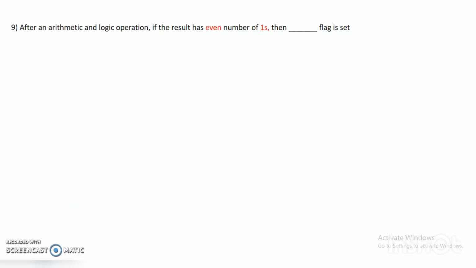Bit number 9. After arithmetic and logical operations, if the result is having an even number of ones, dash flag is set. So the answer will be parity flag. The parity flag is set whenever your operation or any arithmetic instruction result is having an even number of ones.